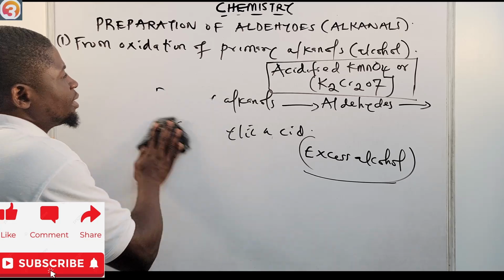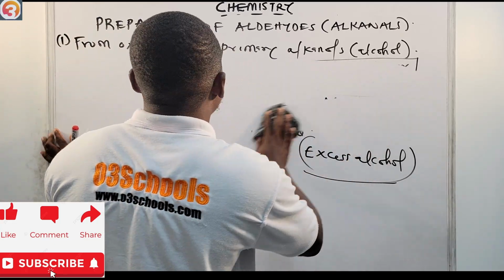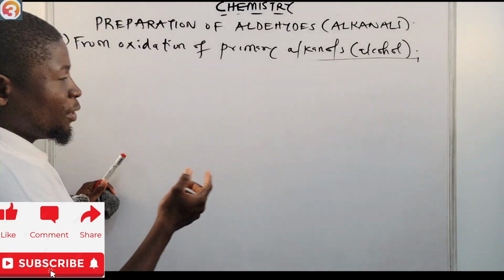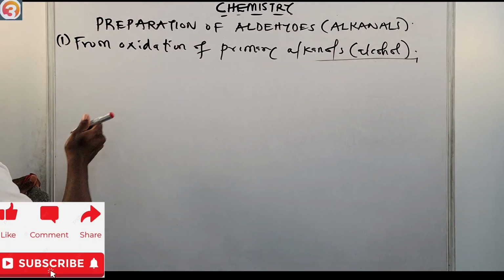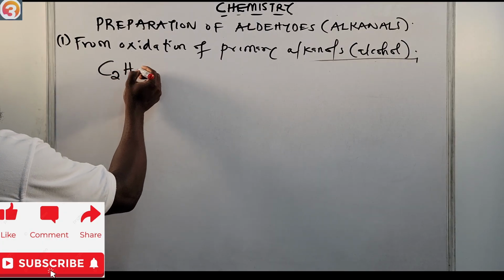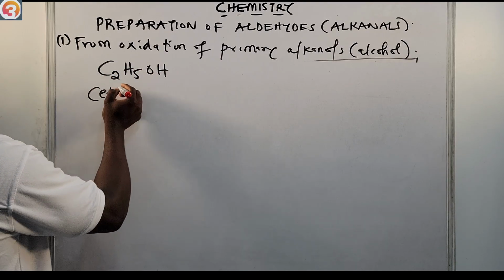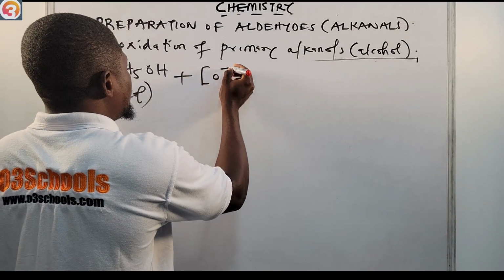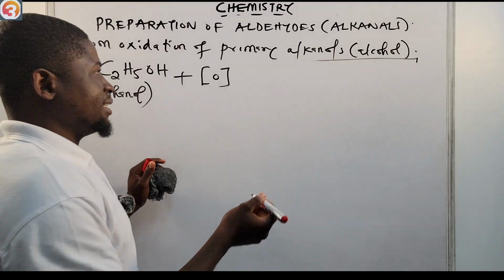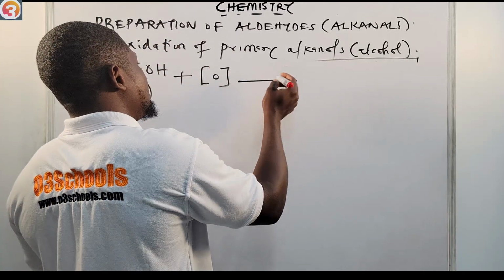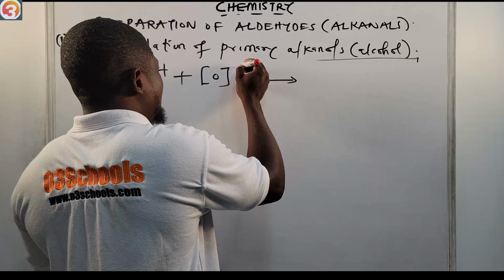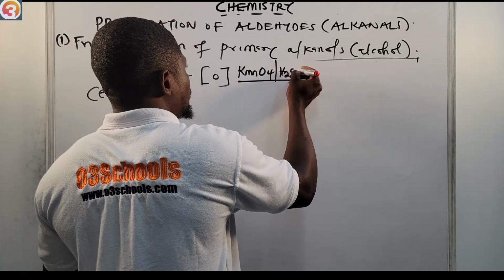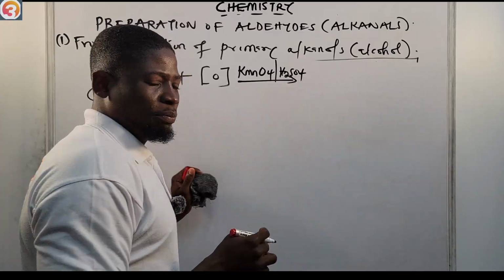So that's the first method, oxidation of primary alkanol. What it gives to us is the corresponding aldehyde or alkanal. Let us see. If you have a primary alkanol like C2H5OH, this is ethanol. So it is oxidized, plus this is how we show the oxidizing agent. The oxidizing agent we use there is acidified KMnO4/H2SO4. It is acidified potassium permanganate.